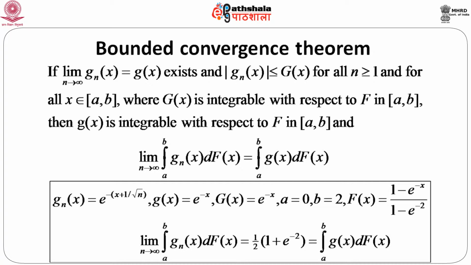Now, according to the bounded convergence theorem, we can write the limit of this integral equals this integral. So, let us calculate this integral first, then take the limit and see what happens. If we put g n x as e to the power minus x plus 1 by root n and d F x as this, and calculate this integral, it is a very standard integral, and it can be shown that it goes to this integral, and incidentally this integral is exactly equal to the integral from a to b of g x d F x.